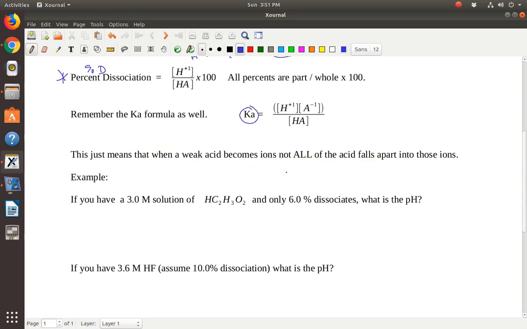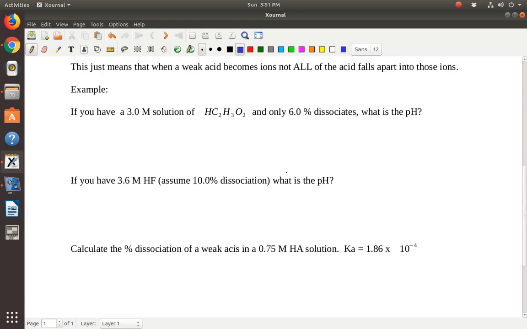So let's just practice a couple so you can see how to use it. It's really not that bad. So here we have a 3 molar concentration. That's the concentration of this weak acid. But we're going to only have 6% dissociation. What is the pH? Remember that pH equals the negative logarithm of the hydronium ion concentration. I've been telling you that's also the same thing as the negative logarithm of the hydrogen ion concentration.